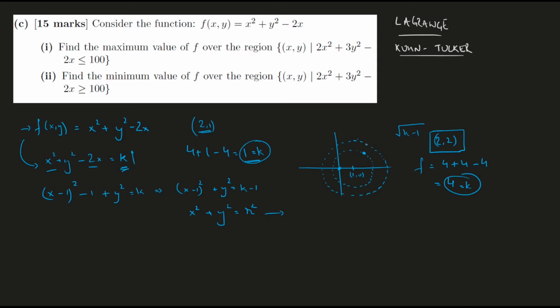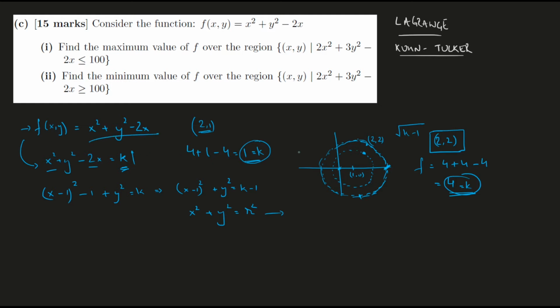And there would be a lot of other points as well, which would give me the value of k equal to 4. All those points are the points that lie on this circle. So any point, if I were to choose this point, I would also get k equal to 4. If I were to choose this point, I would also get k equal to 4. So that's the geometric interpretation of our objective function.